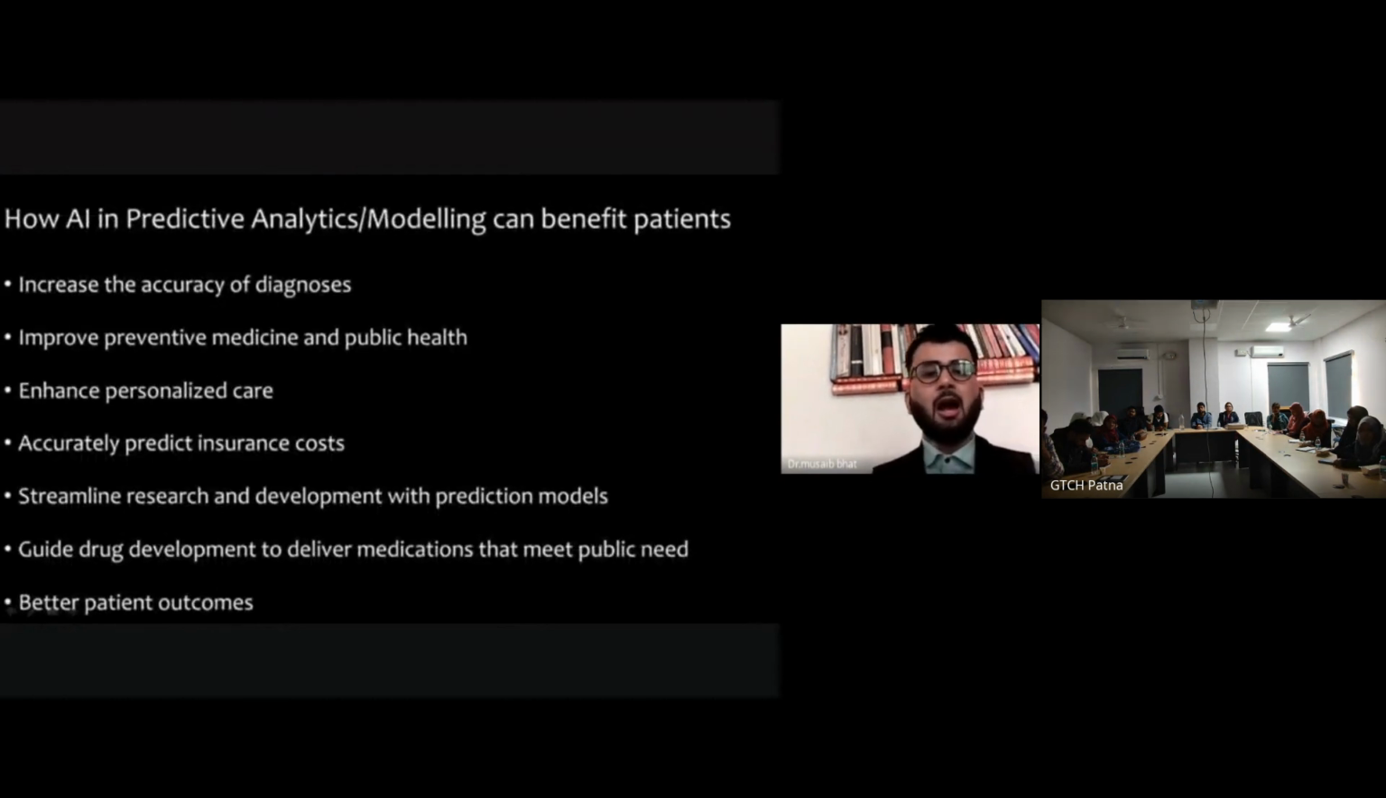Now, how can AI in predictive analytics modeling benefit patients? It can increase the accuracy of diagnosis. It can improve preventive medicine and public health. It can enhance personalized care. It can accurately predict insurance costs. It can streamline research and development with prediction models. It can guide drug development to deliver medications that meet public need. It has better patient outcomes.